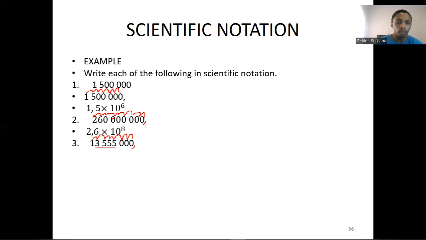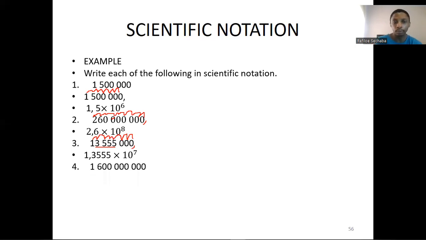The zeros you don't need to write. So when we write this in scientific notation, we're gonna write it as 1,3555 times 10 to the exponent of 7. So the exponent of 10 will be positive because we're moving the digits to the right.